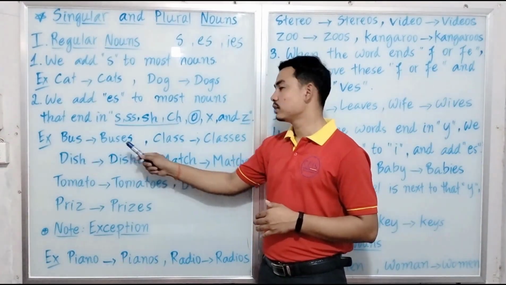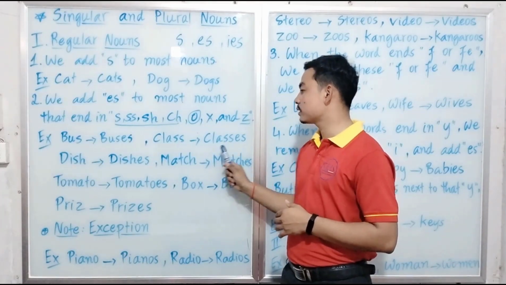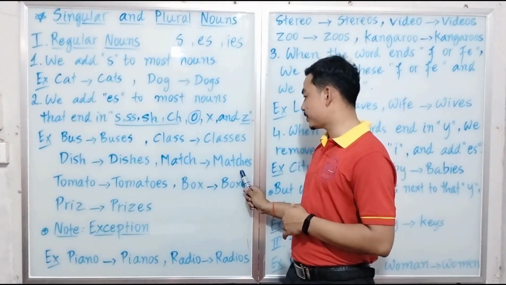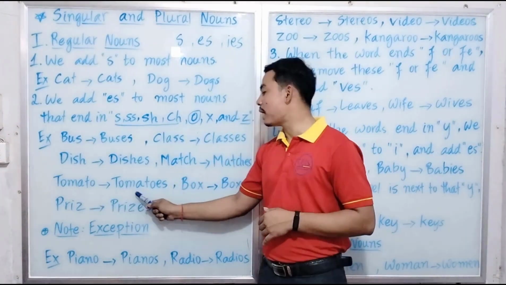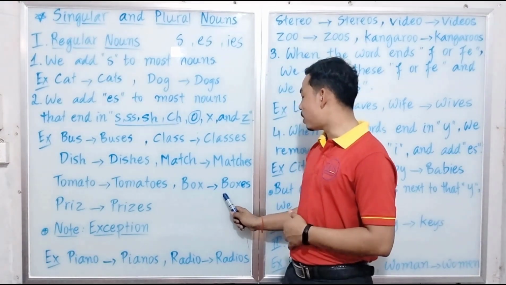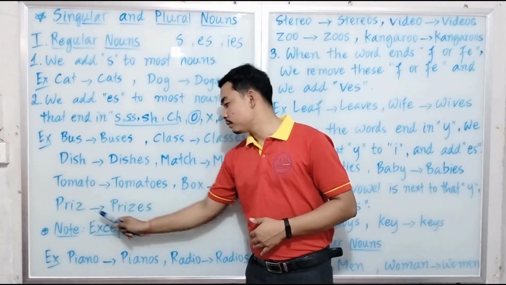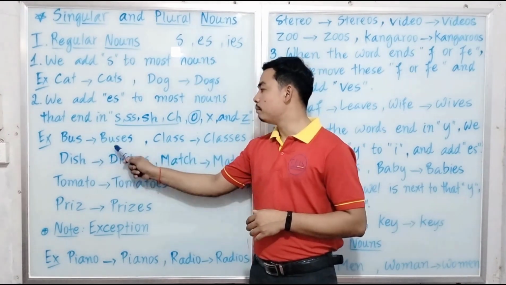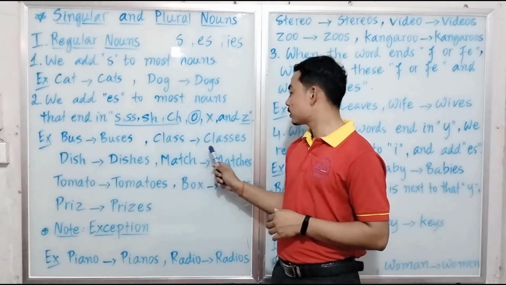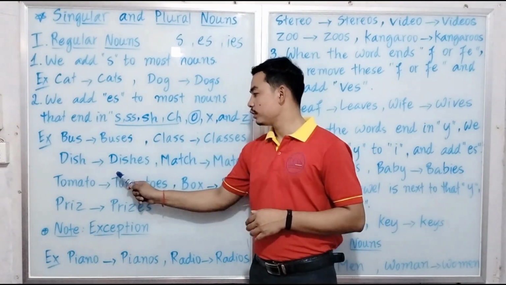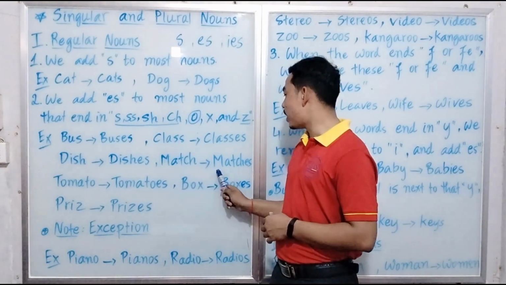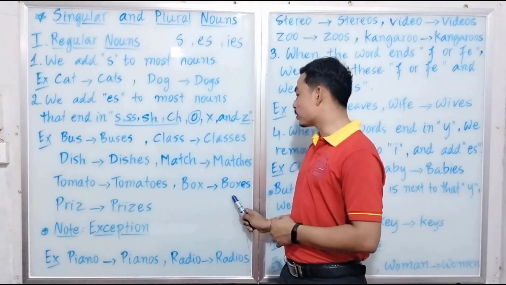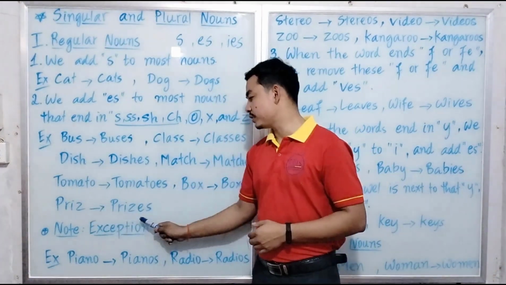Bus, buses, class, classes, dish, dishes, march, marches, tomato, tomatoes, box, boxes, prize, prizes. Let me repeat for you again. Bus, buses, class, classes, dish, dishes, march, marches, tomato, tomatoes, box, boxes, prize, prizes.